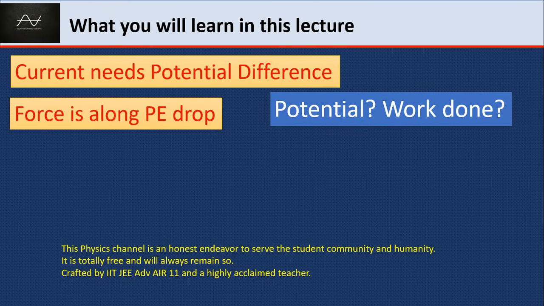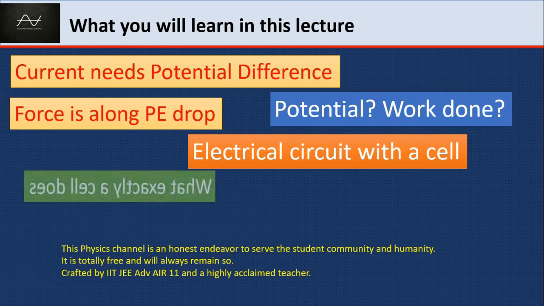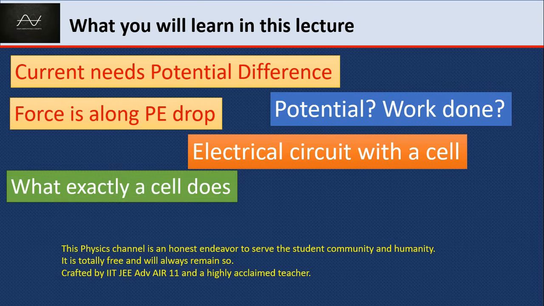It is along the potential energy dropping direction. Nobody will tell you all of this, I'm quite sure. Here, I'm going to give you crystal clear concepts and deep understanding. That done, we will get into electrical circuits where a battery is driving current. But most importantly, what exactly does a battery or cell do?